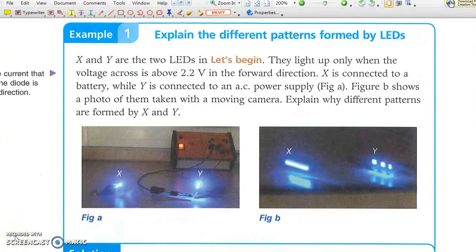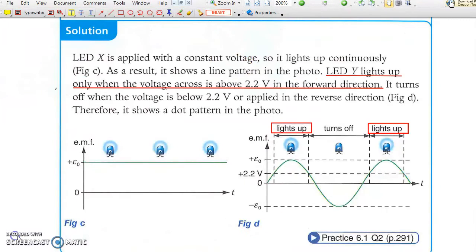Example 1. Explain the different patterns formed by LEDs. These LEDs X and Y are connected in parallel in opposite directions. You may now be able to explain why LED Y appears flashing when an AC passes through it. Do check point 1 below.